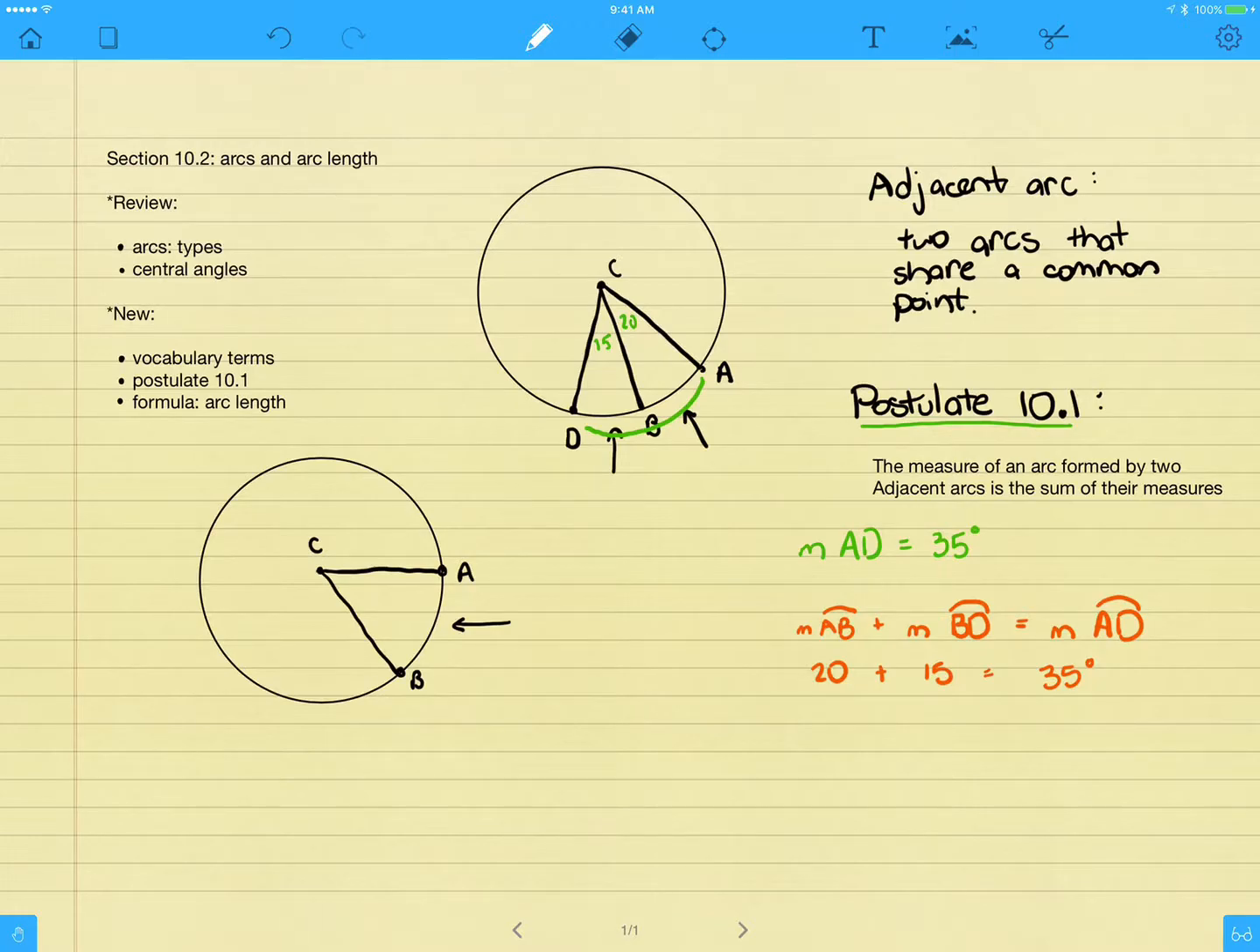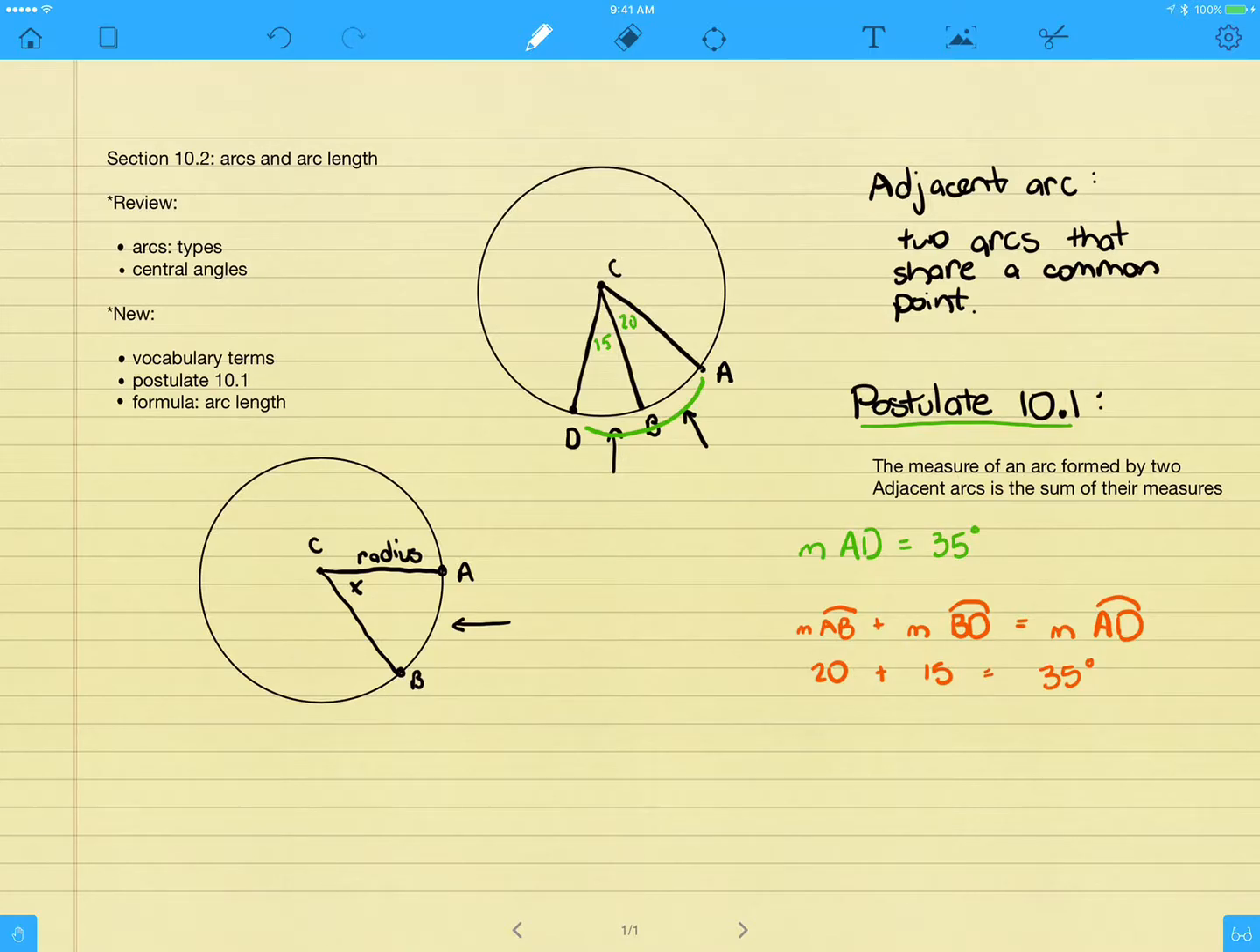Now, how to find that length? What we need is the angle on the inside, the central angle at the center of the circle. And we also need the radius of our circle. This happens to be the radius, going from the center of the circle to a point on the circle itself. These are the only two numbers that we actually need.